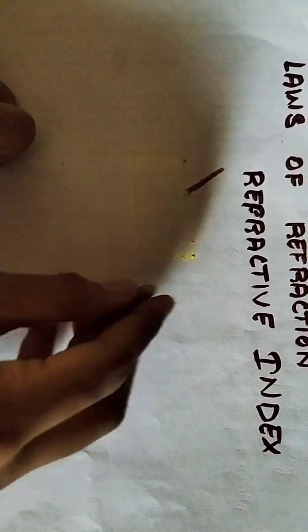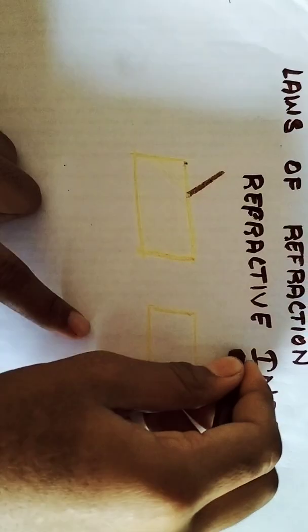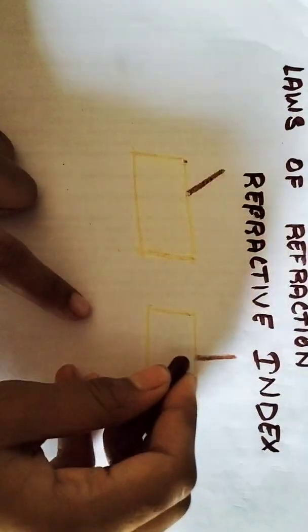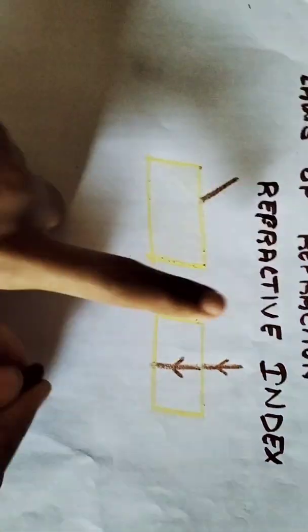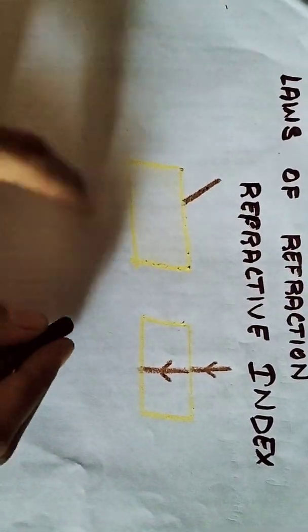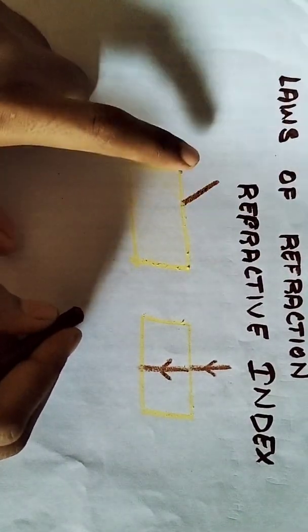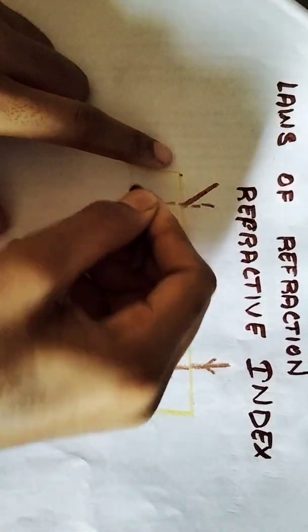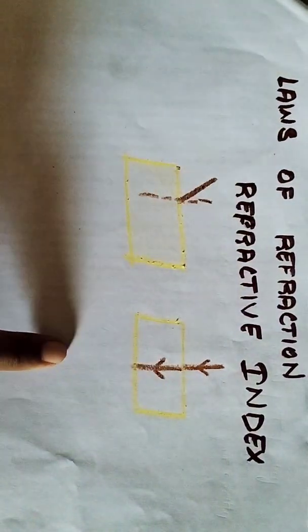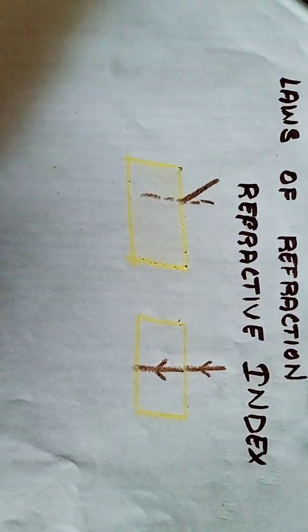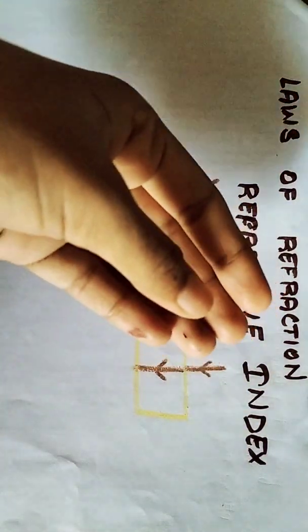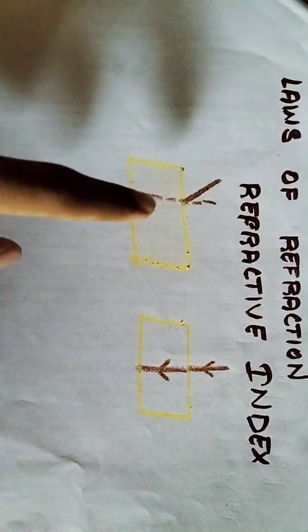But if the glass slab is here, and I let the light pass like this, there won't be any refraction. The path goes straight from one medium to another medium. But if it is falling obliquely, it bends. This is the normal. If it travels along the normal, then it won't get any deviation, irrespective of the density of the medium through which it passes. Clear children?